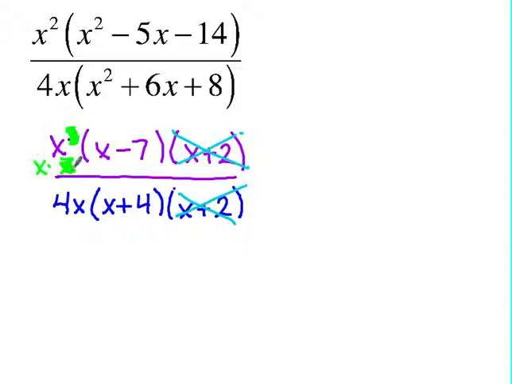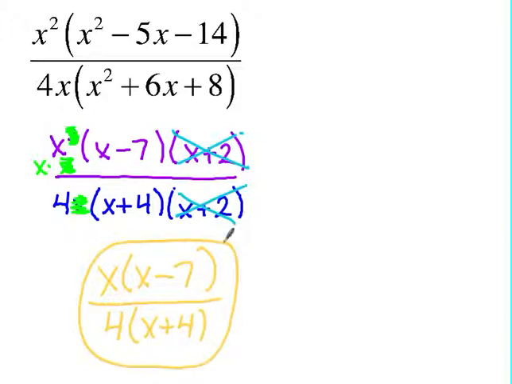What about on the bottom? Take that x out, right? And so then that leaves me with my final answer, which will be x times x minus 7 on the top. On the bottom, I've got 4 times x plus 4. Questions? We doing okay? Not really.